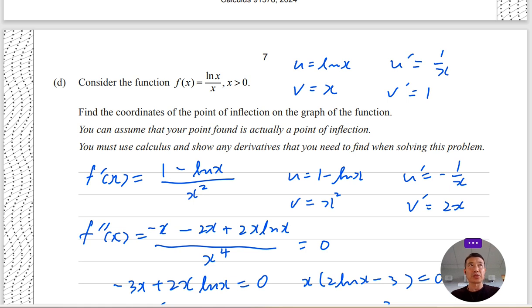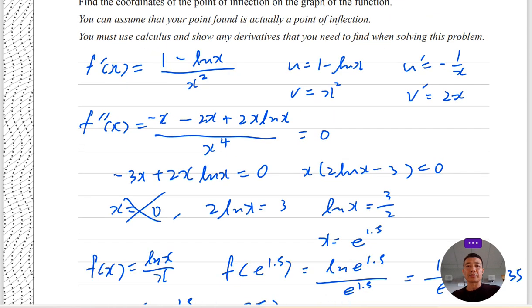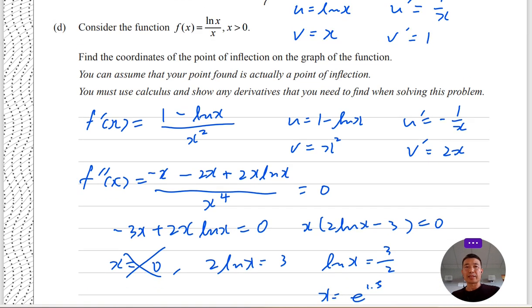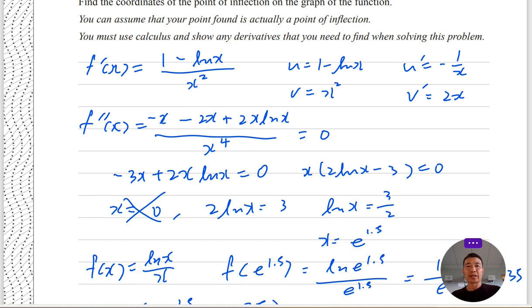Quotient rule is vu prime minus uv prime over v squared, isn't it? So that's the one. And then you differentiate again. So in this case, u is 1 minus ln x and v is x squared. The derivative is this, and the second derivative is that. And because we are finding a point of inflection, that's 0, that means the denominator can't be 0.